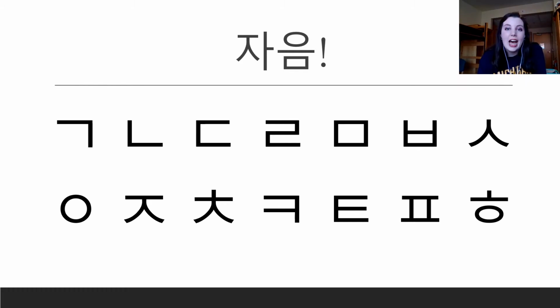Okay, jaum. Jaum means consonant. So starting from the left-hand side, we're just going to really quick review these consonants. Hopefully we're becoming pretty familiar with them by now. If not, definitely review a little bit more so that you're comfortable with the sounds that they all make as well. So starting from the left-hand side, we have g, n, d, r, m, b, s.